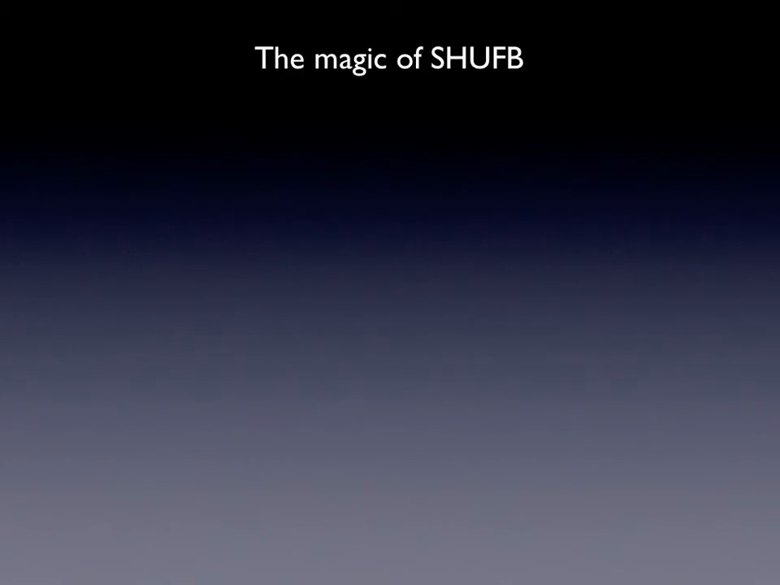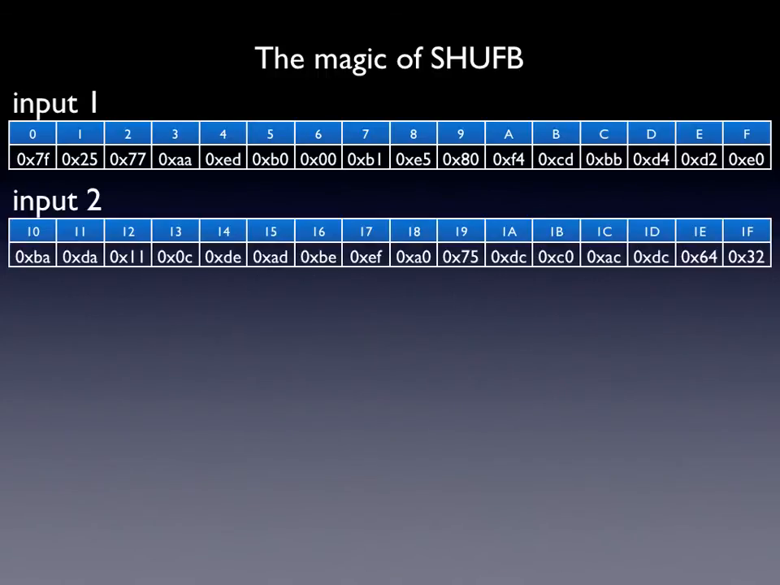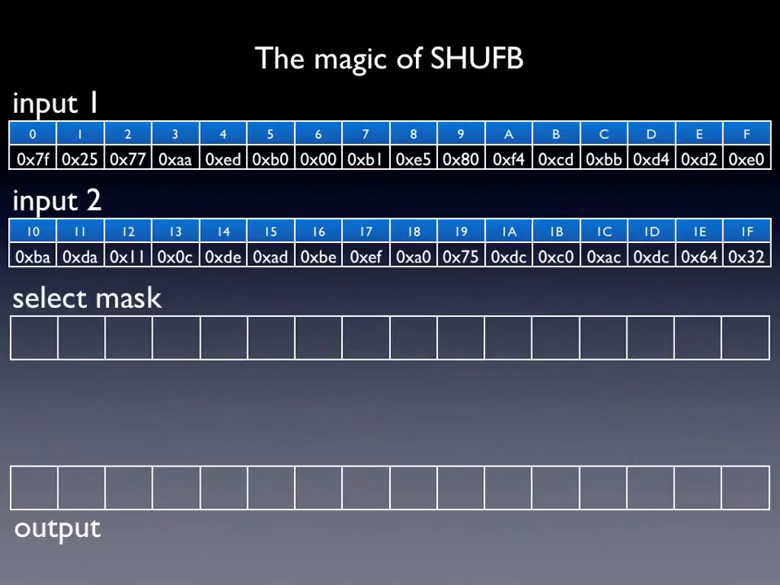Okay, cool. So SHUFB takes 3 vectors as input. Input number 1 is just a bunch of bytes. The things in blue, by the way, I'm just indexing the elements so you know that the first thing is 0, the second thing is 1, the third thing is 2. The data the vector contains is the thing on the bottom. Another input is full of some random values, then a mask, which I have not explained, and the output. So essentially I'm going to make up some values for the select mask, and hopefully from that you'll understand what it's doing.